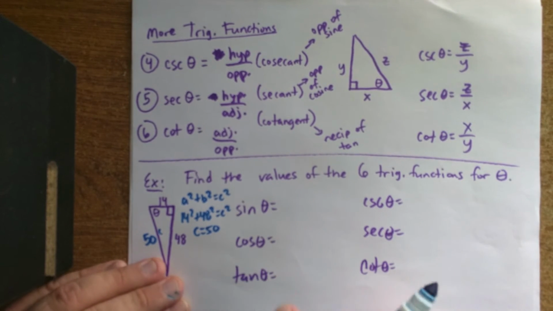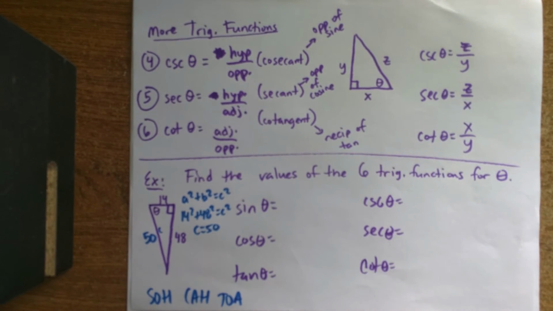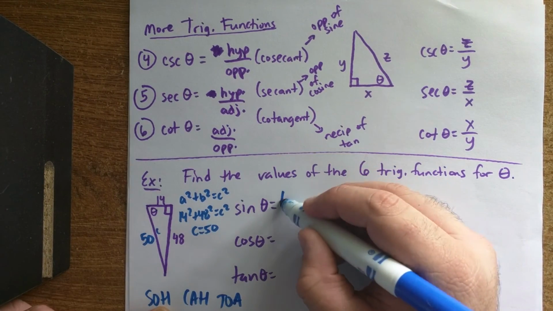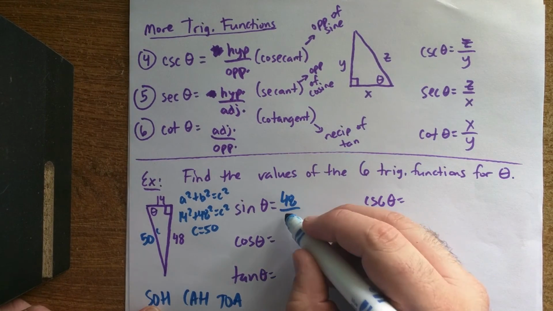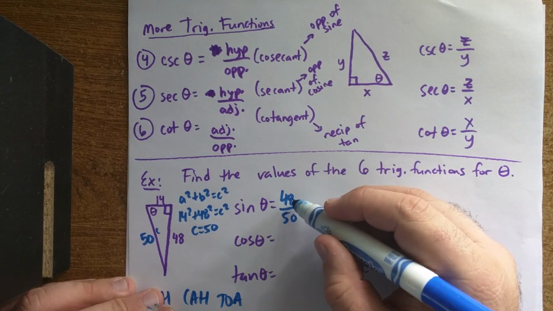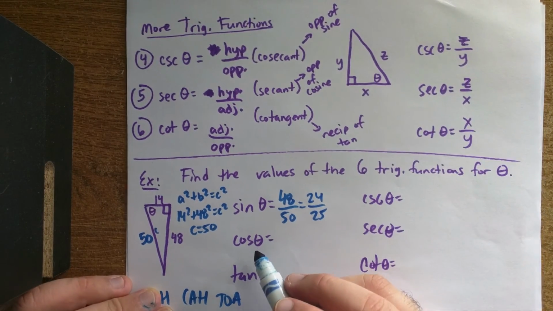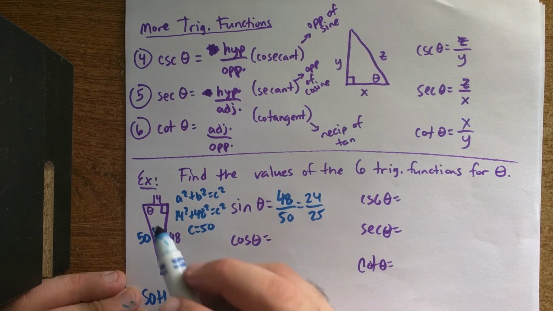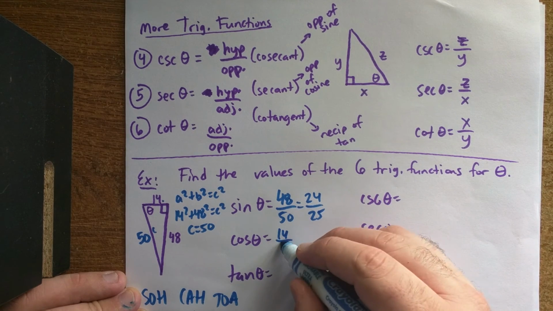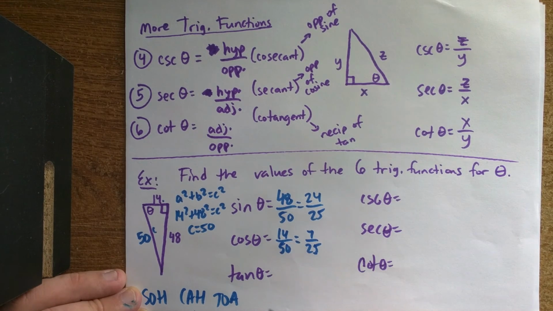Now remember, to find sine, cosine, and tangent, let's start off with SOHCAHTOA. So sine is opposite over hypotenuse. So what's opposite of theta? That'd be 48 over the hypotenuse, which we just found to be 50. Now this fraction can reduce, and in math, you should always reduce your fractions. It looks like 2 goes in both of these, so that'd be 24 over 25. All right, cosine theta is adjacent over hypotenuse. So here's theta, adjacent to that is 14 over the hypotenuse, which is 50. Again, I think 2 goes in both of these, so 7 over 25 if you reduce the fraction.